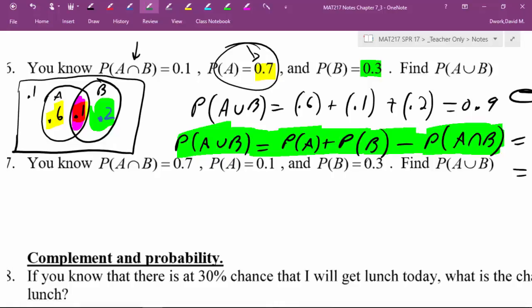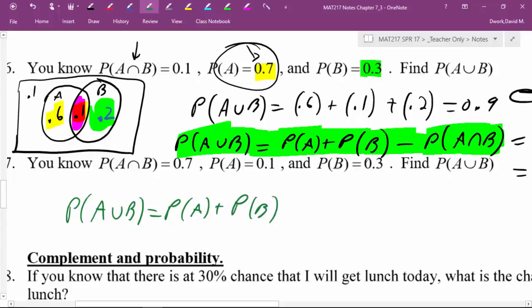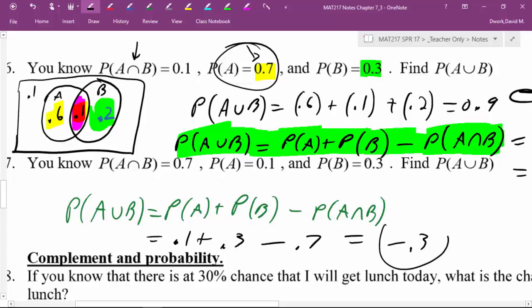Okay, welcome back. Let's see how you did. So the probability of A union B is equal to the probability of A plus the probability of B minus the probability of A intersect B. So therefore that results in, let's see, 0.1 plus 0.3 minus 0.7. Oh, interesting. So that's going to be, what, negative 0.3. Yay, put a box around it. We're done, right? What the heck?